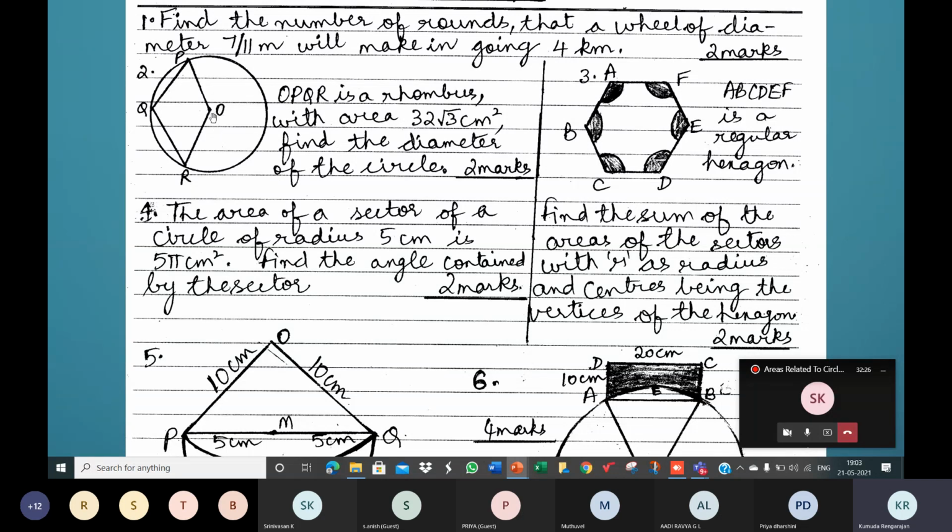But what are OP and OR to the circle? Radius. So OP and OR are the sides of the rhombus as well as the radius of the circle. Now, when you join OQ, children, is OQ also a radius? Yes, ma'am.